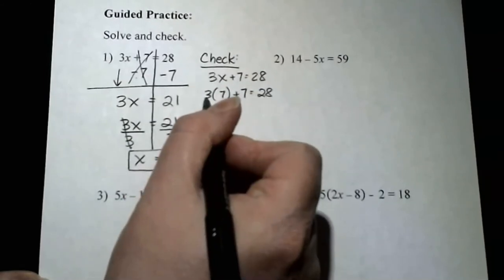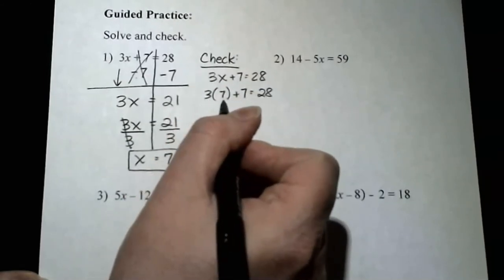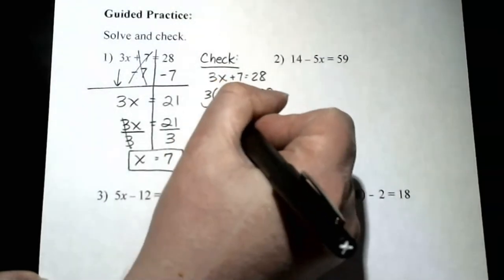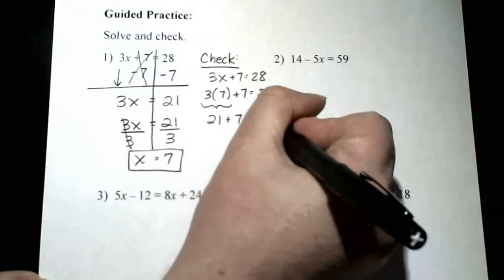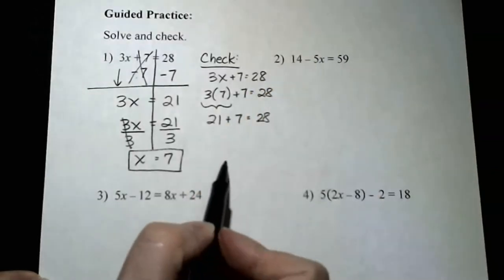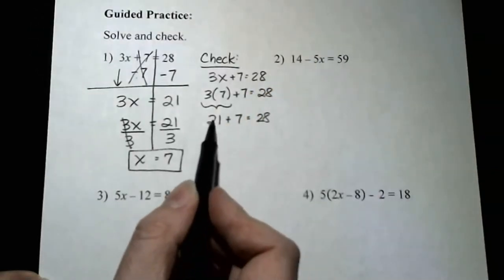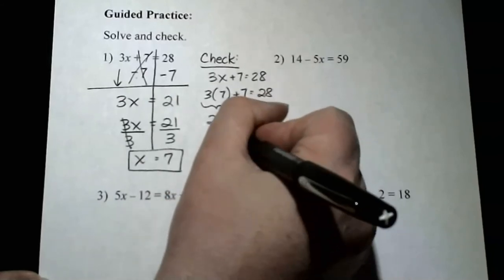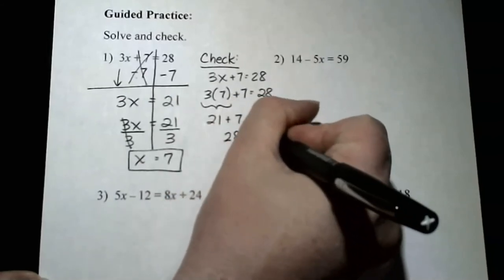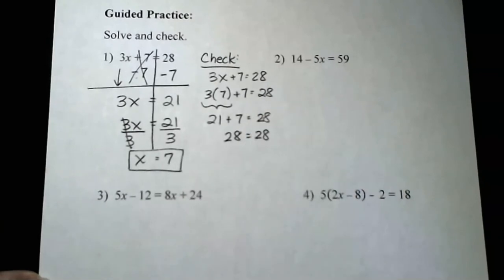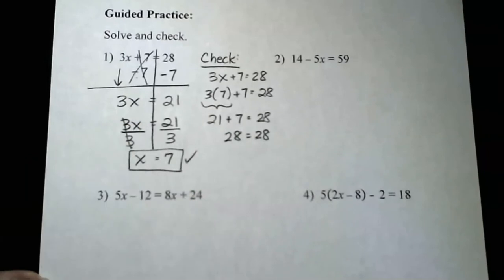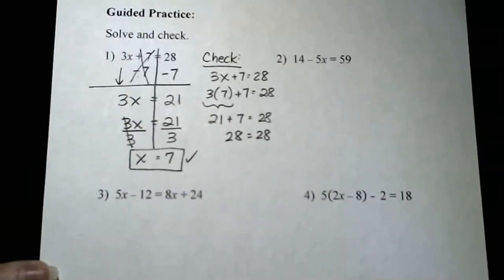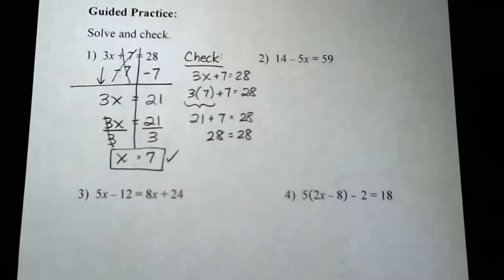So I'm going to multiply first. 3 times 7 is 21. Then adding 21 plus 7 is 28. Since I get the same thing on both sides, it says 28 equals 28. That means that this 7 was right, and that's the check. Okay, so let's move on and look at number 2.